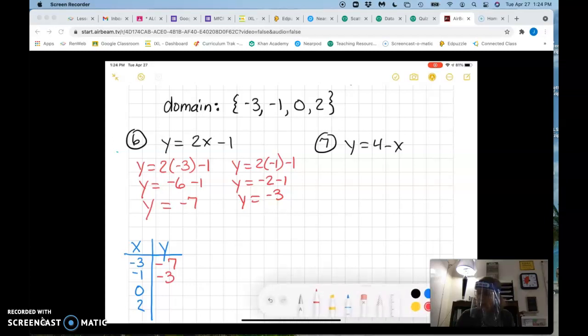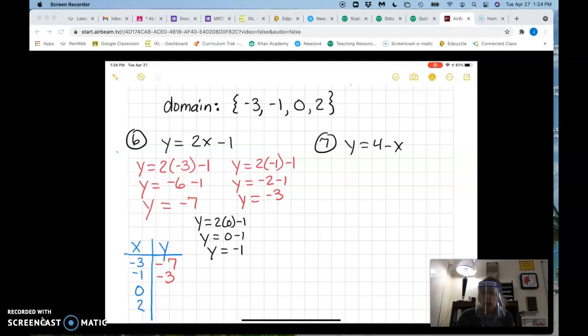0 is going to be an easy one. So when X is 0, Y is negative 1. And then the last one is 2, which is 4 minus 1, which is 3. So when X is 2, Y is 3.